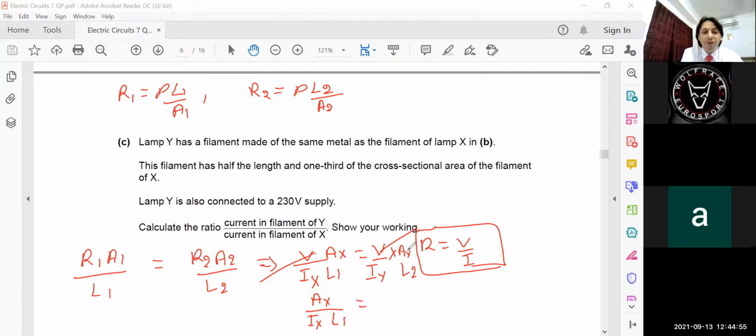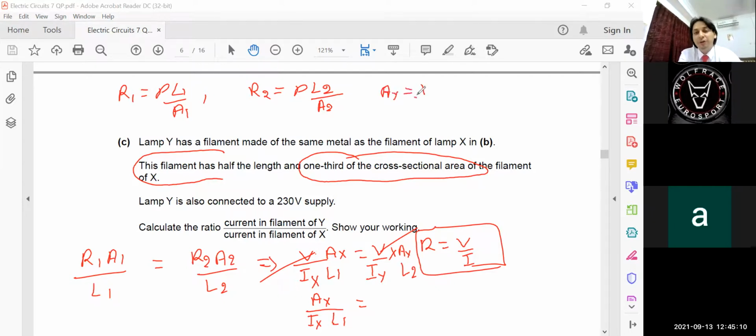What about the area of second filament, children? And where it is written that the area is 1/3 of the first one. So it means I can write, the mathematics children, this AY is equal to 1/3 of the area of cross section of the first wire or the first filament. So you replace AY by AX divided by 3. In the denominator, you have to write IY as it is, this IY here. What about the length of the second? L2, this means L2 means this LY.